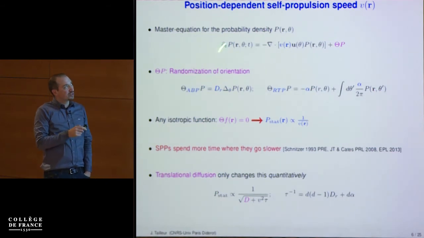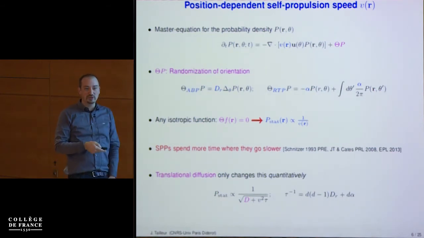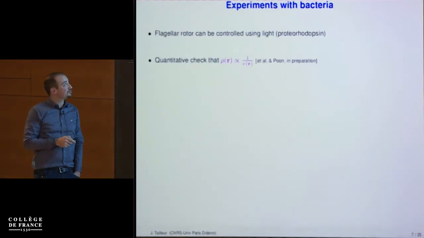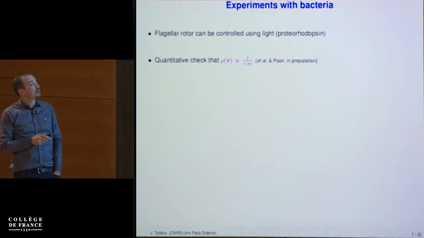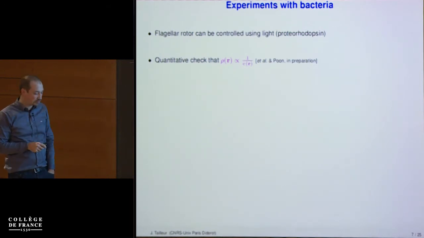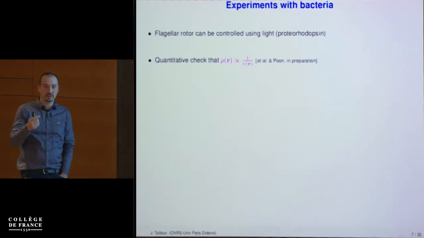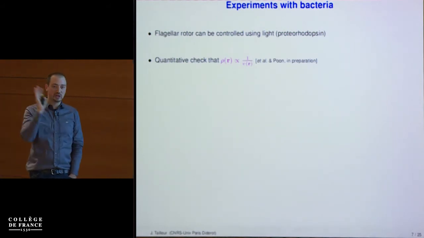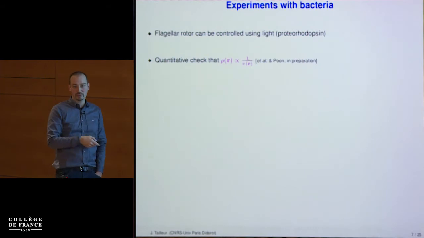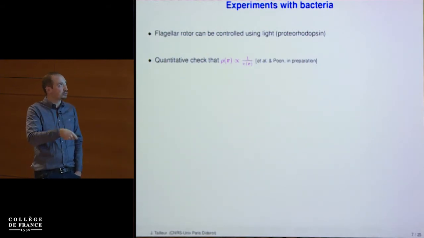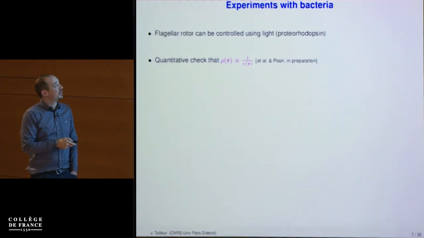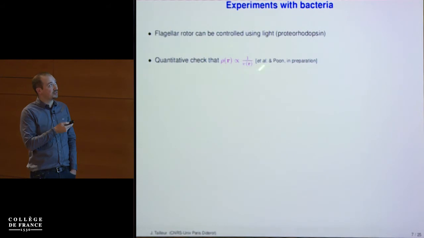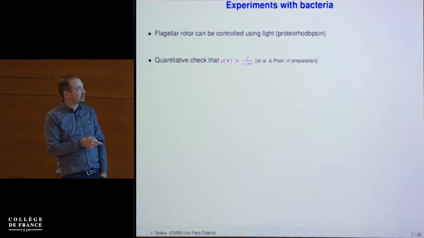So that's, of course, a result you get for this small model, but you may wonder how relevant it is for, say, bacteria or active particles. Now, it turns out that you can do these experiments with bacteria because there is something called proteorhodopsin, which is the solar panel of bacteria. It's a protein which, when you shed light on it, can power proton pumps. And so you can have bacteria that you genetically engineer so that their propulsion speed is controlled by light. And so people have checked quantitatively that indeed the density is then proportional to 1 over v. The translational diffusion is completely negligible in this case.